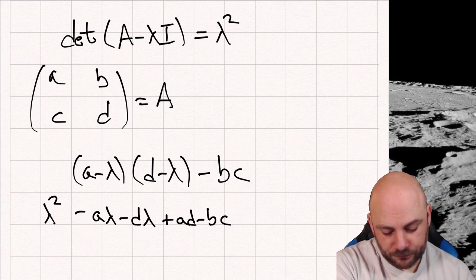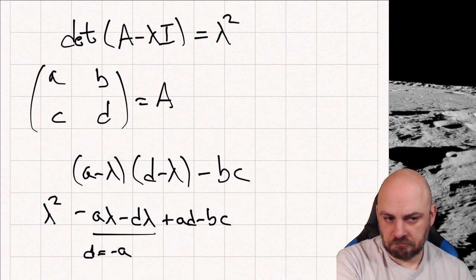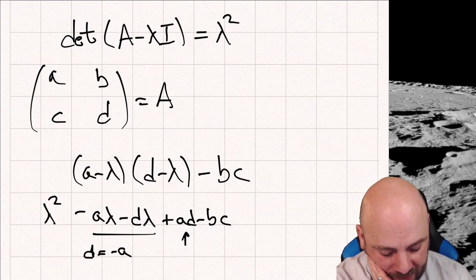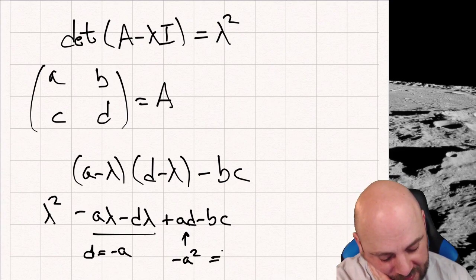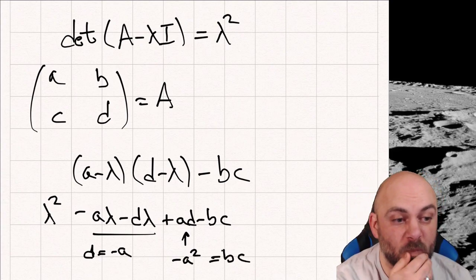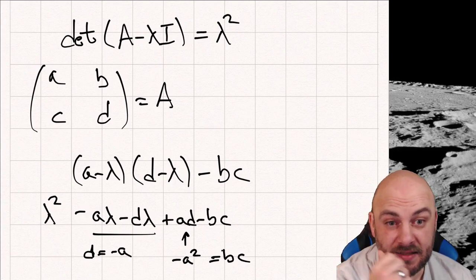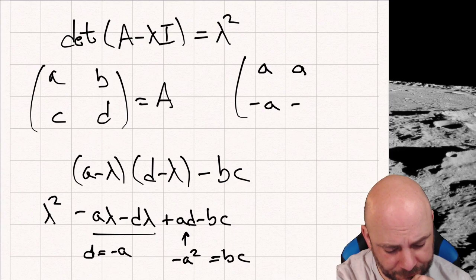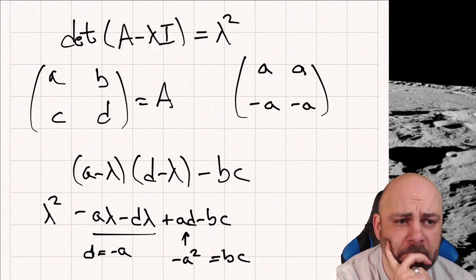Okay, so right here, what does this mean? If these guys are to vanish, this means D has to equal negative A. So far, so good. And then what this means is that this term right there is going to equal negative A squared. And that has to be the same as B times C. So maybe B is like A and C is like negative A. Well, I get something that looks like this. Let's say A, negative A, A, negative A.